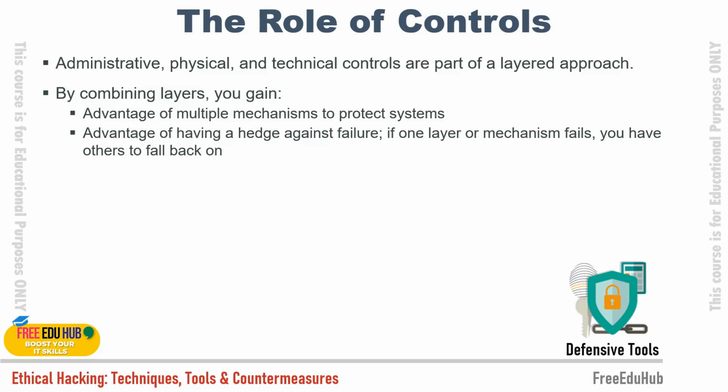This approach is similar to the design of a castle, which incorporates multiple defenses such as moats, walls, gates, arches, and knights, etc. The layered approach provides multiple layers of security protection and serves as a hedge against failure. So if one layer of the mechanism fails, there is another in place to provide protection. By combining the layers, you have the advantage of multiple mechanisms of protection and a hedge against failure, so that you can easily protect your network.